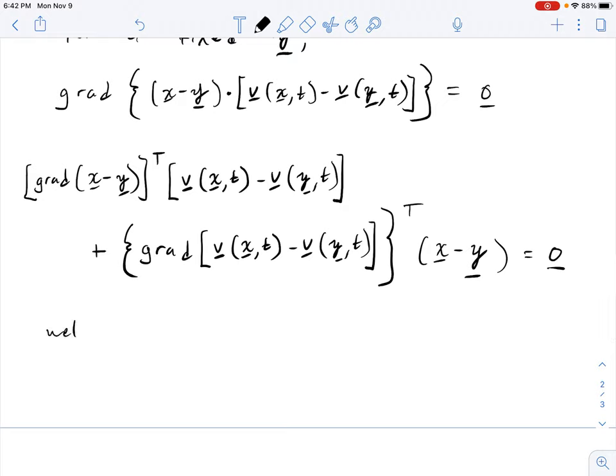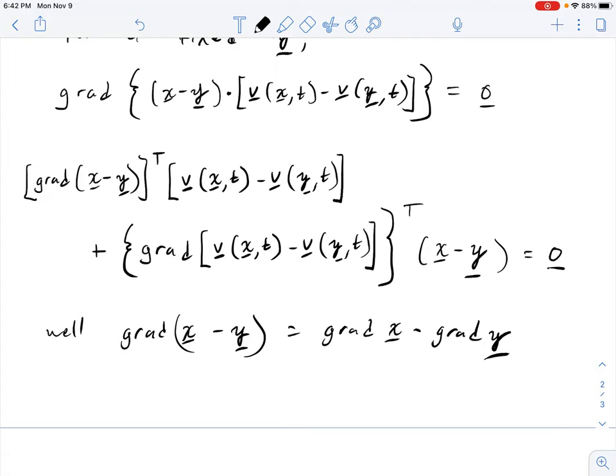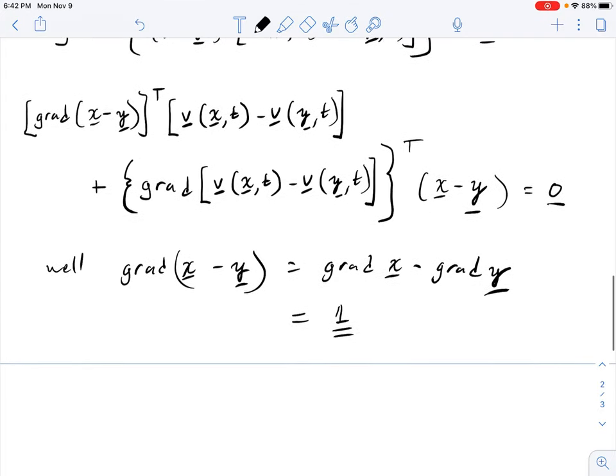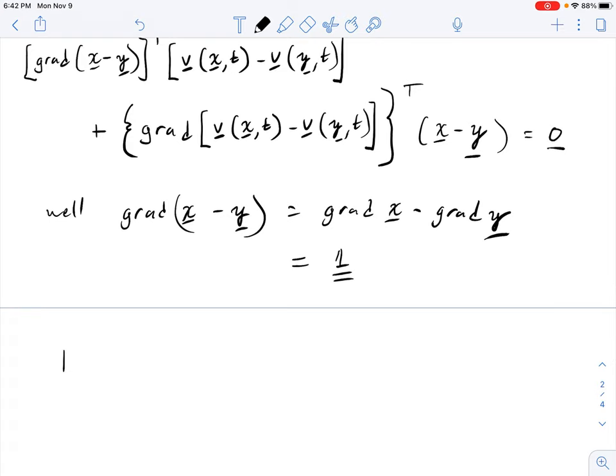All right, well, grad of x minus y is equal to grad x minus grad y, since the gradient is a linear operator, you know, it's a derivative. Well, y is constant here, we're holding it fixed, so grad y is 0, and grad x is the identity, so that is equal to the identity tensor. So we have that the identity tensor. Likewise, since y is fixed, the gradient of this is going to be 0. So this whole thing is just the transpose of the gradient of v of x and t.